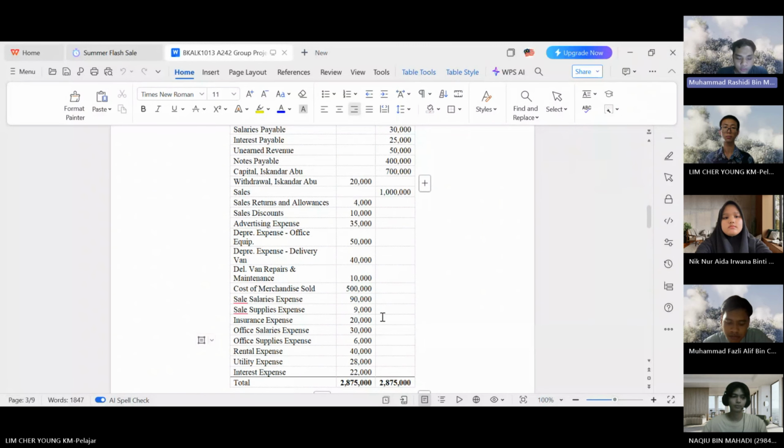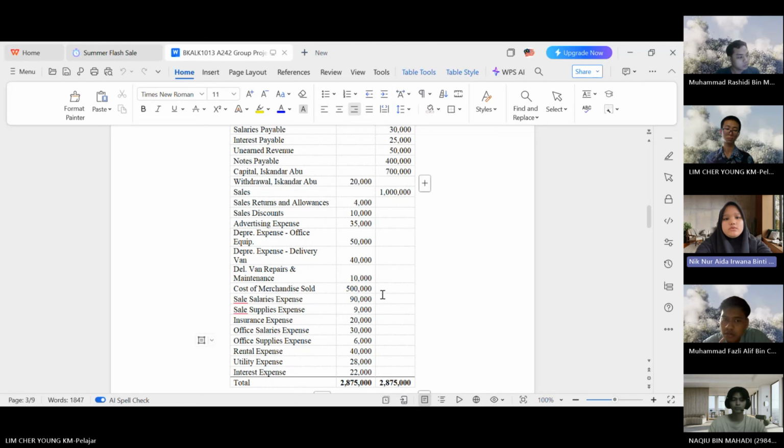Okay, and don't forget the other expenses. Rental is 40,000, utilities 28,000, and interest expense is 22,000. All of this will be deducted from the revenue to get the final net profit. All right, so that wraps up the income statement.